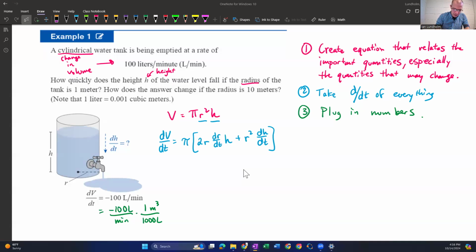The result that we get, I can go one step below this, is negative 0.1 cubic meter per minute. So we're losing 1/10 of a cubic meter per minute if we're going in cubic meters. All right, then we've got pi, then we've got 2, then we've got the radius in this first scenario is 1. The dr/dt, well, I guess sadly that's going to be 0.